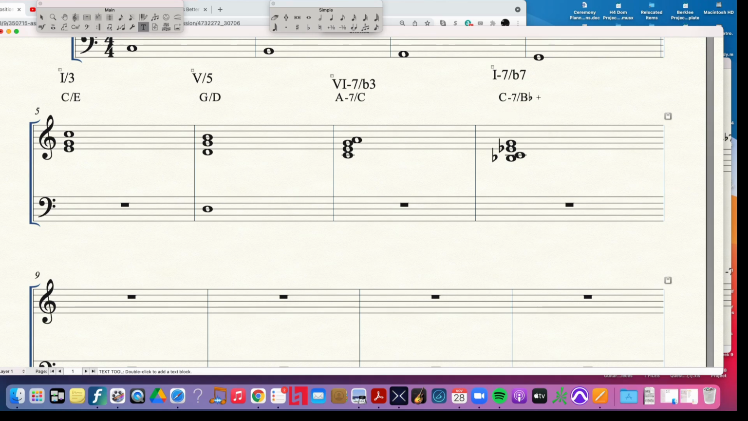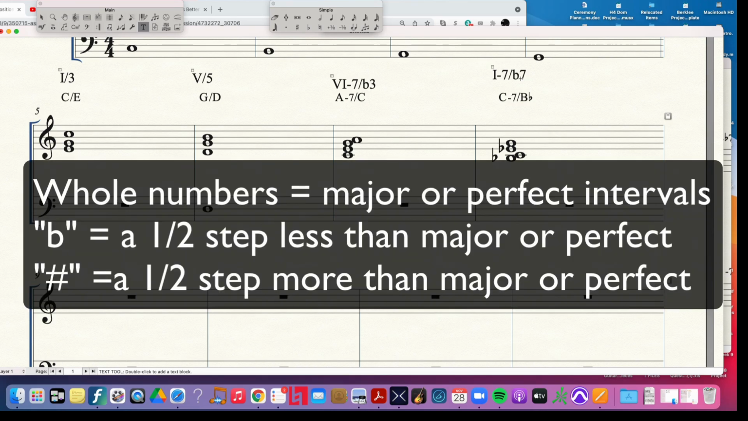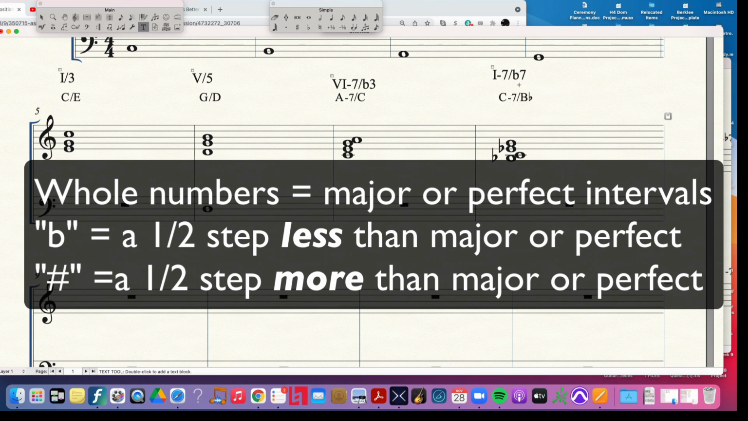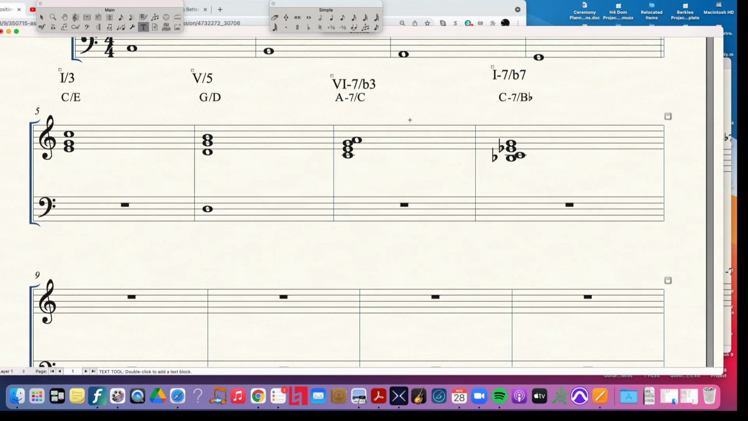If we were in C minor, this would be 1 minor 7 with B flat in the bass. That's the flat 7 of that chord, so it would be 1 minor 7 over the flat 7. Not 1 minor 7 over 7, because that would imply major. You have to remember whole numbers imply major or perfect intervals. If an interval is anything other than a major or perfect interval, then we have to use the prefix flat, meaning a half step less than major or perfect, or sharp, meaning a half step more than major or perfect. Okay, so that's it in a nutshell of how we analyze it.